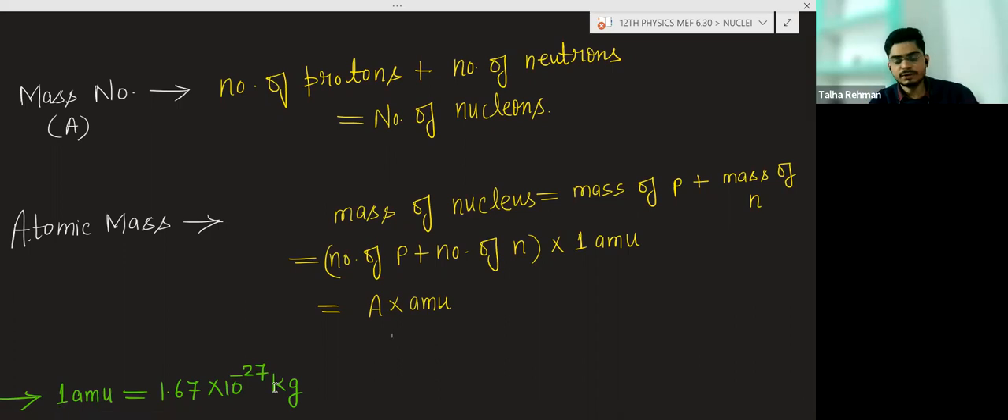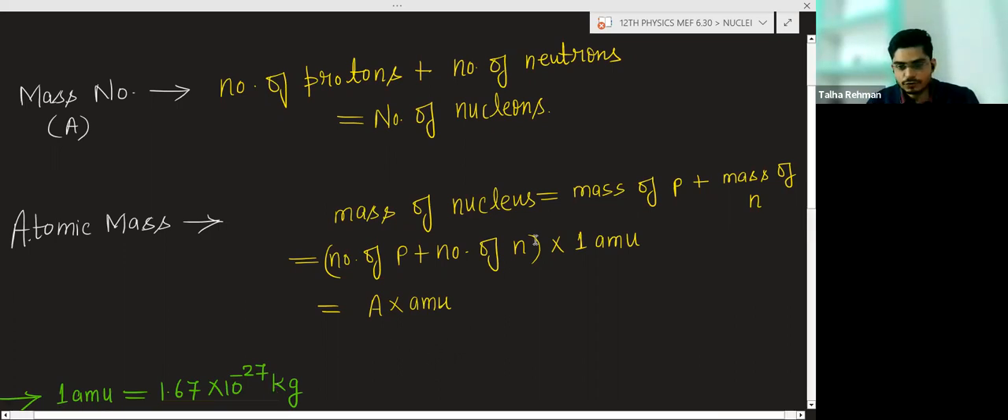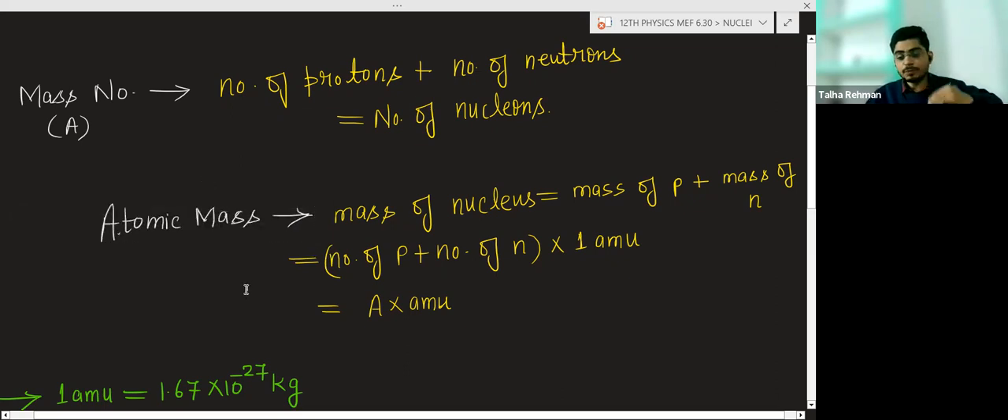You have to remember, atomic mass is nothing but the mass of nucleons. And what are nucleons? The number of protons and neutrons, or you can say the protons and neutrons inside the nucleus are the nucleons.